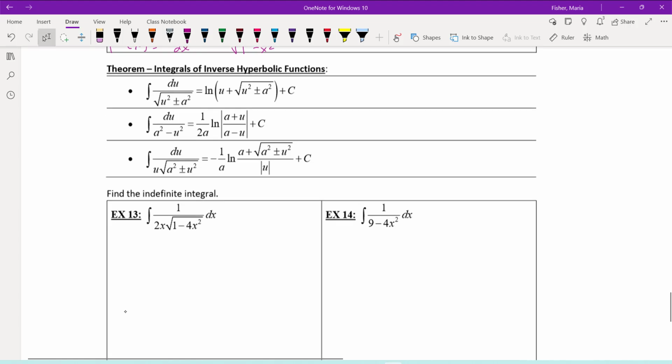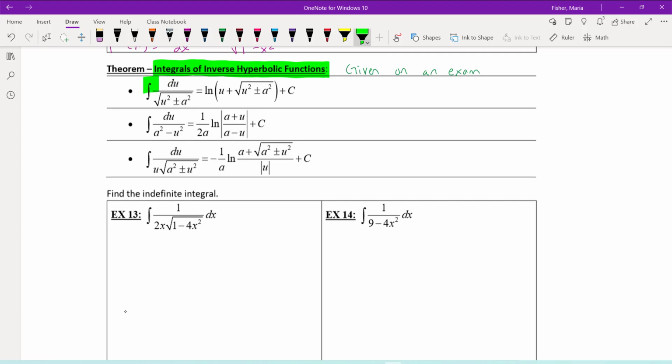The last thing in this section are the integrals of inverse hyperbolic functions. The integrals of inverse hyperbolic functions will be given on an exam. We say that the indefinite integral of du over the square root of u squared plus or minus a squared is equal to the natural log of u plus the square root of u squared plus or minus a squared, plus c. First, this is always going to be where u is equal to the variable and a is equal to the constant. And that applies for all three of those bullet points.